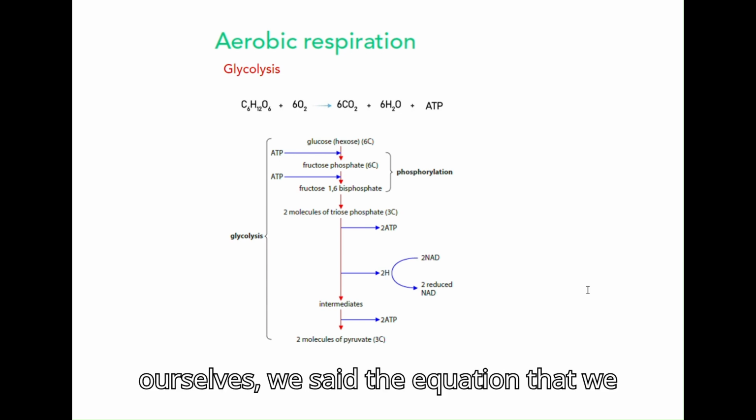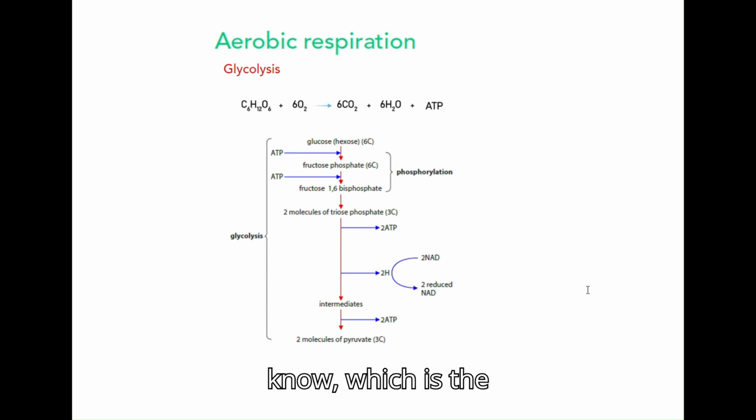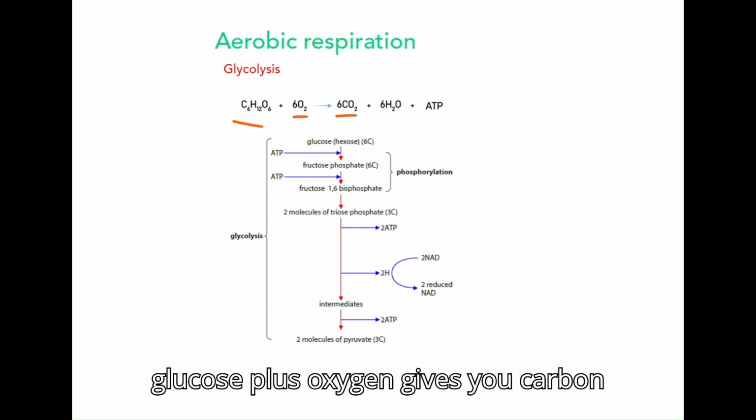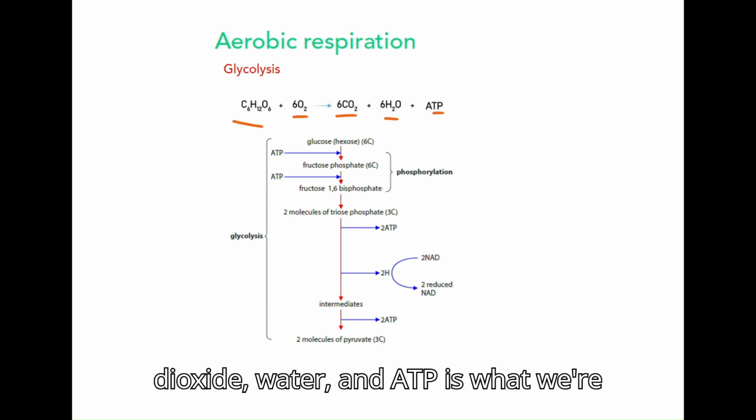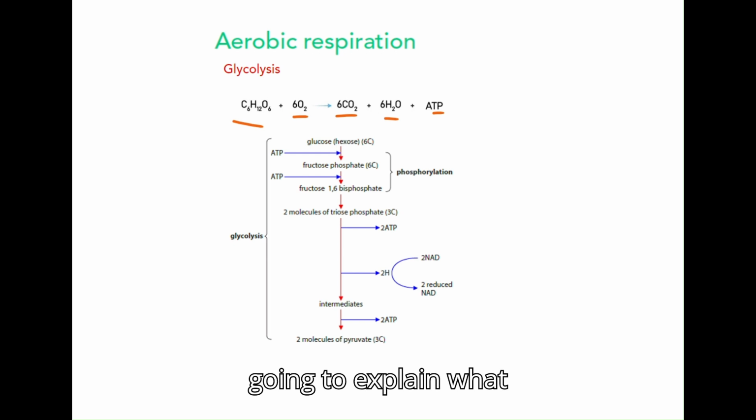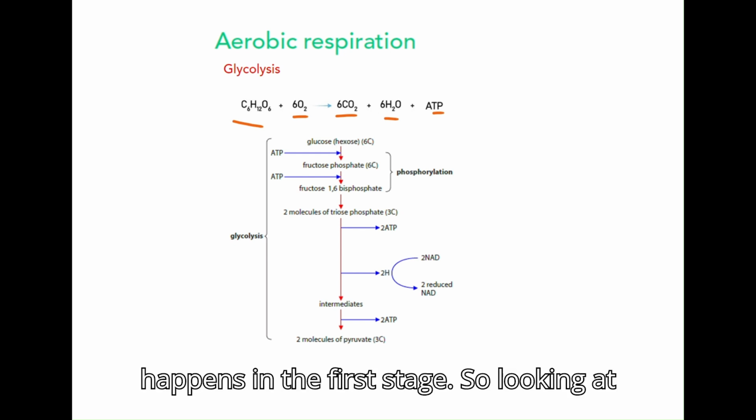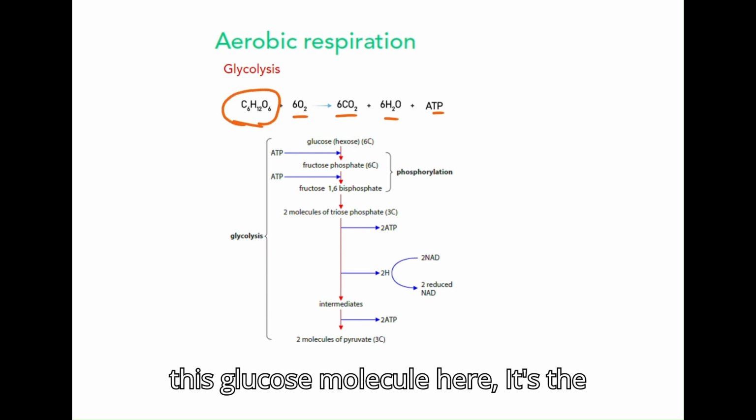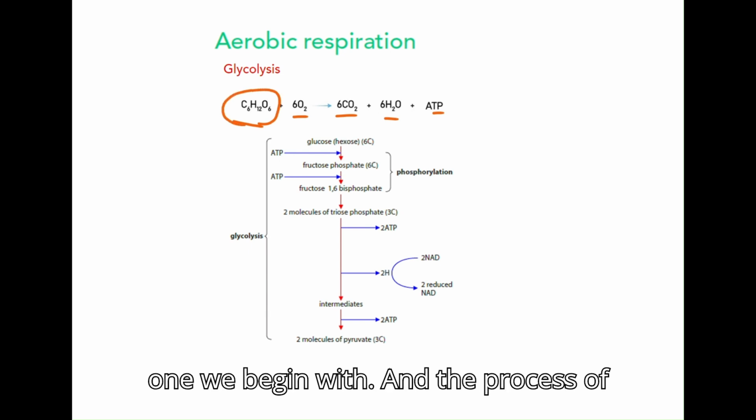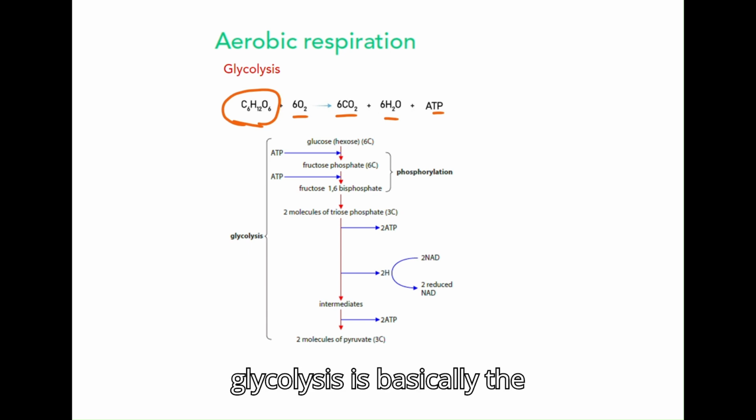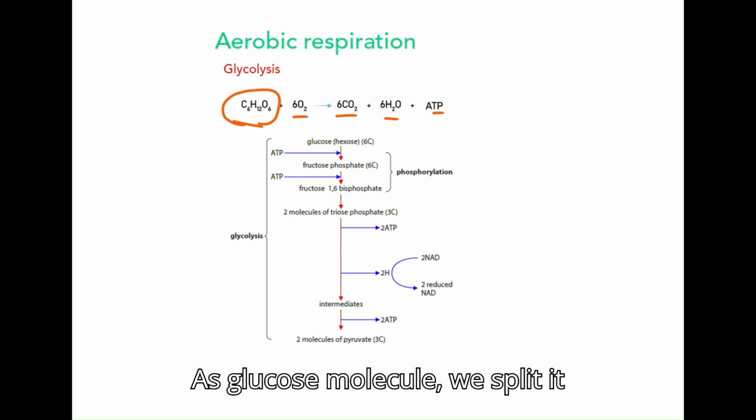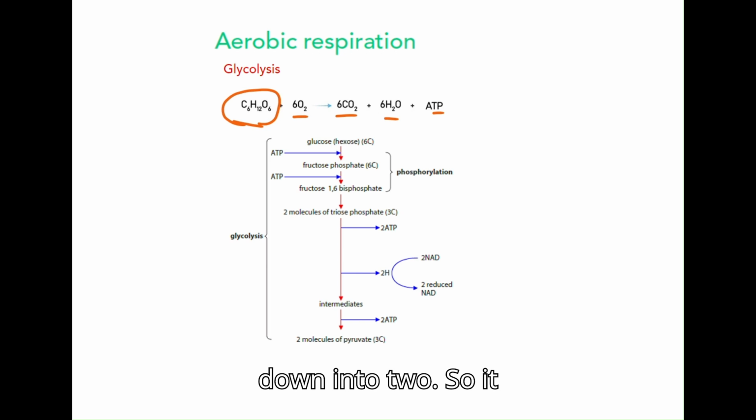Now, to remind ourselves, we said the equation that we know, which is the equation that shows glucose plus oxygen gives you carbon dioxide, water, and ATP, is what we're going to explain: what happens in the first stage. So looking at this glucose molecule here, it is the one we begin with. And the process of glycolysis is basically the splitting of the glucose molecule. We split it down into 2.